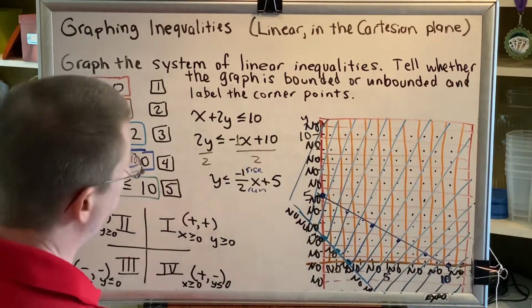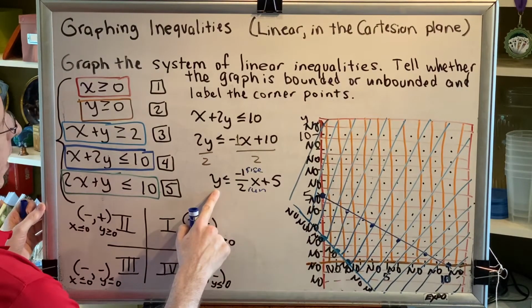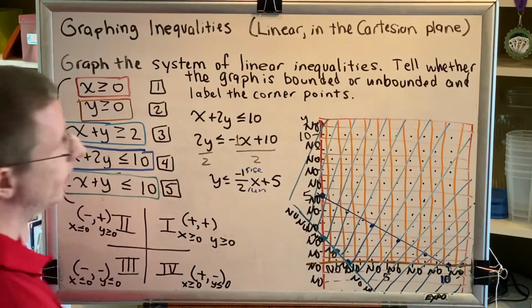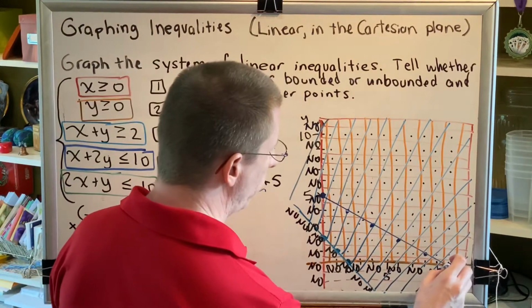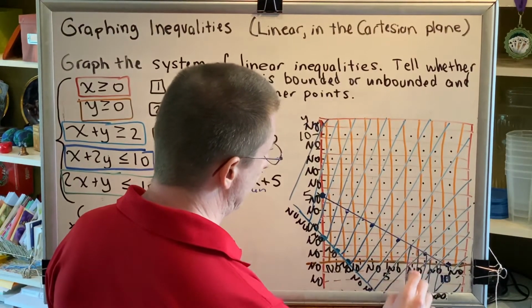All right, how about the shading? Well, it says y, so my only 2 choices are up or down, and it says less than or equal to, so I'm going to shade down. So from the dark blue line that I just drew, I'm now going to shade down.